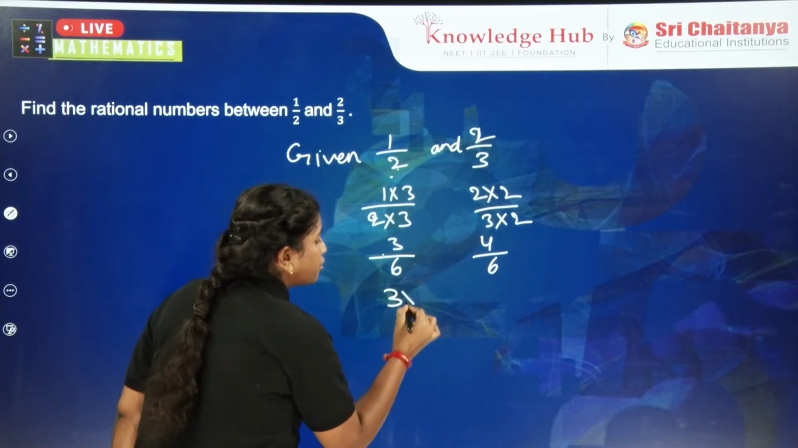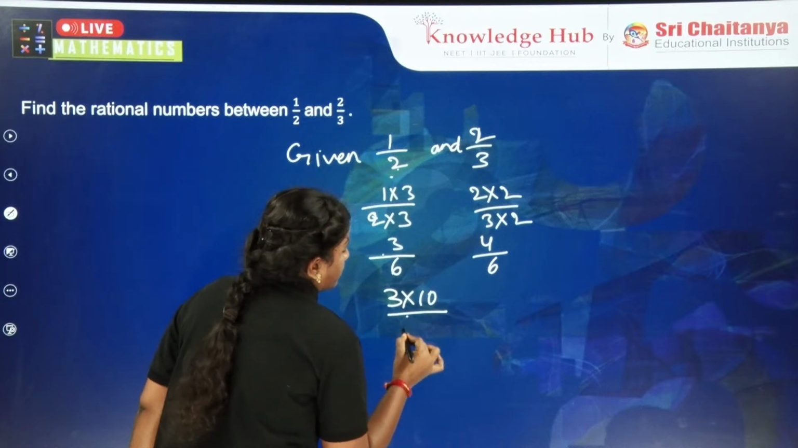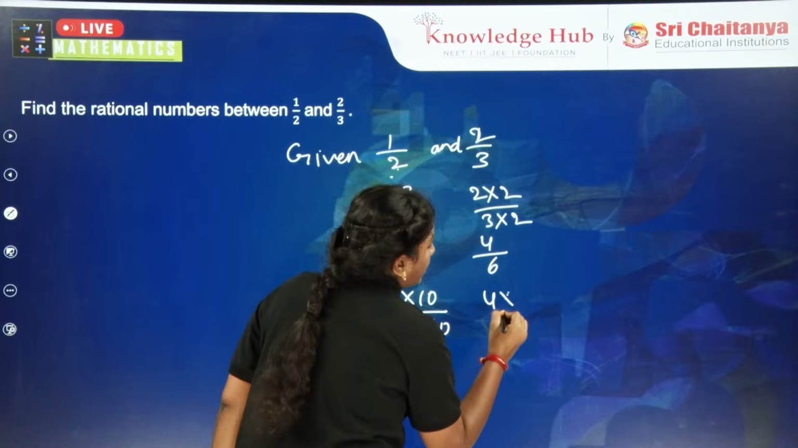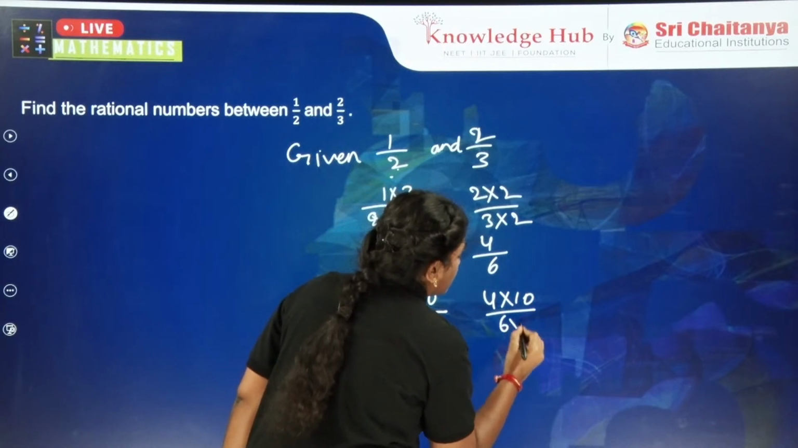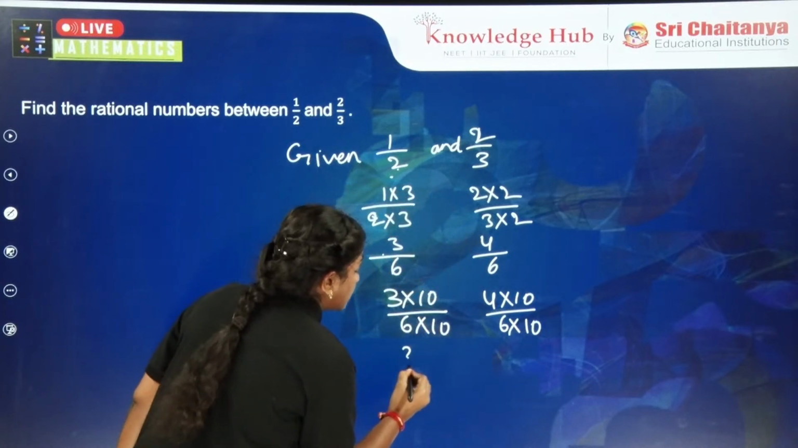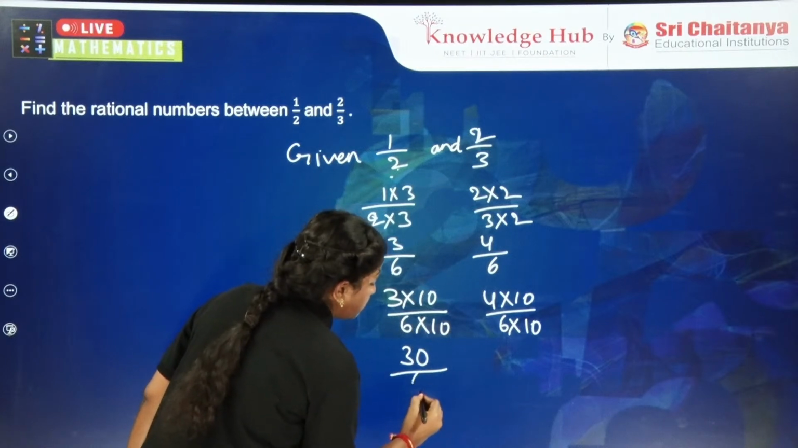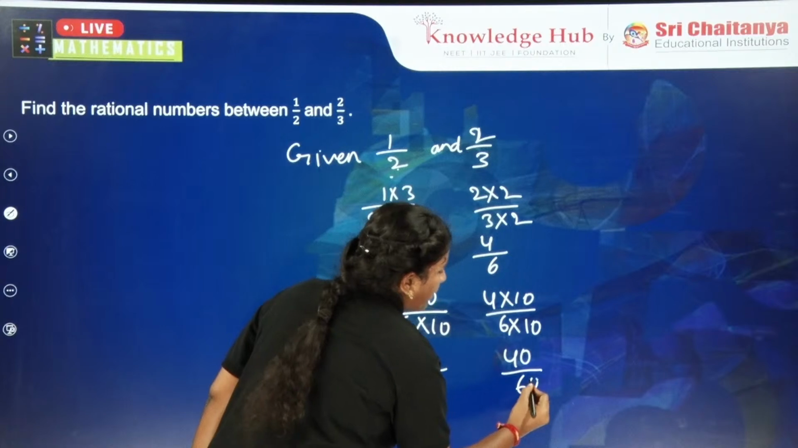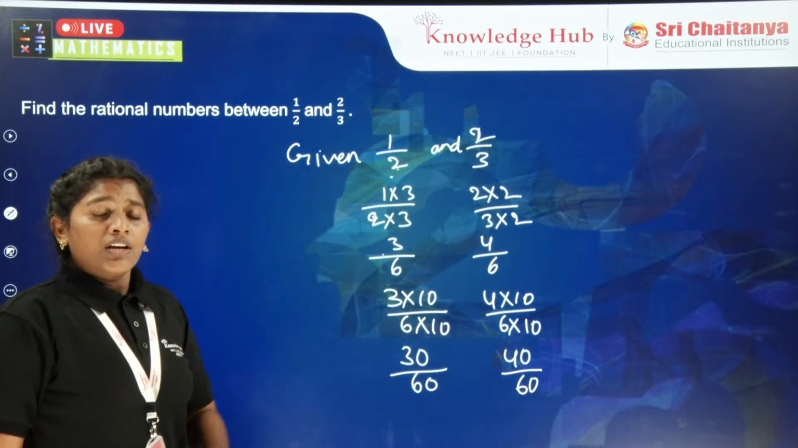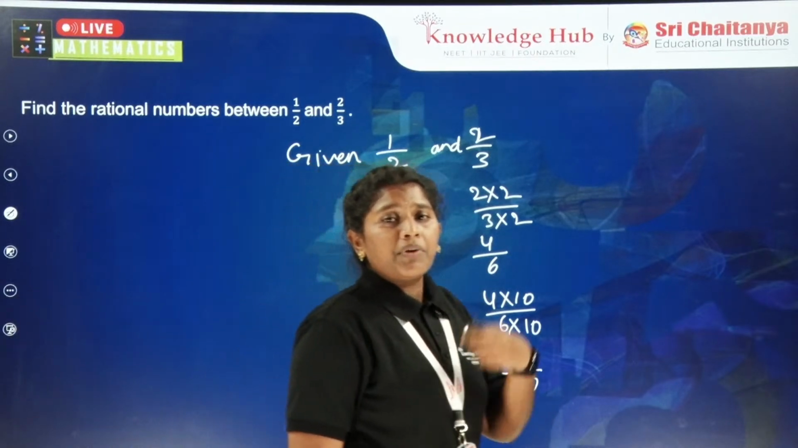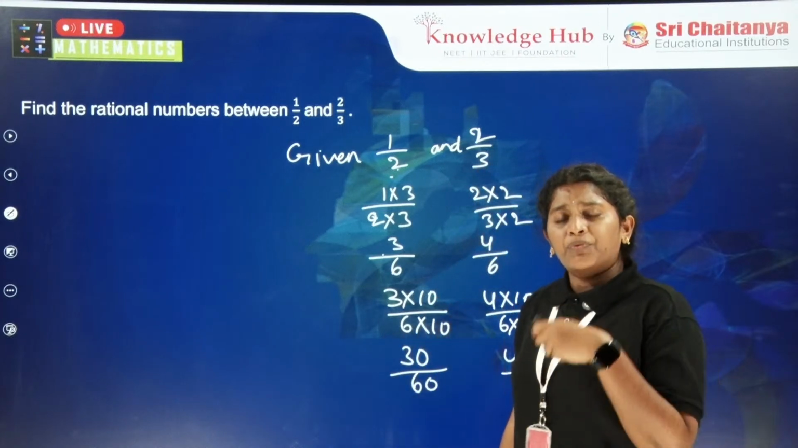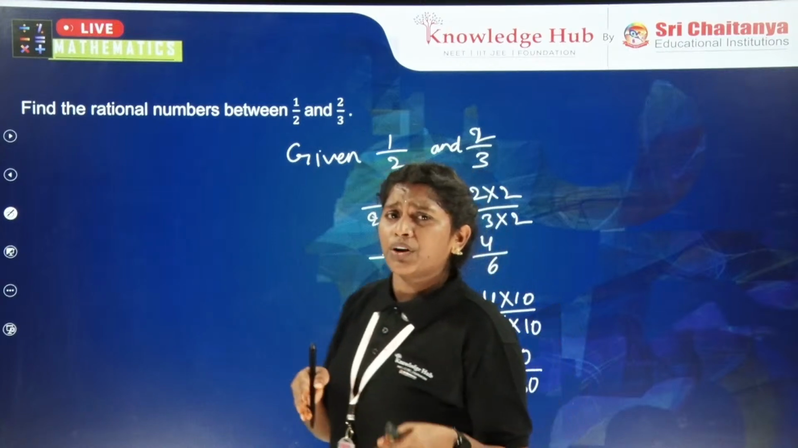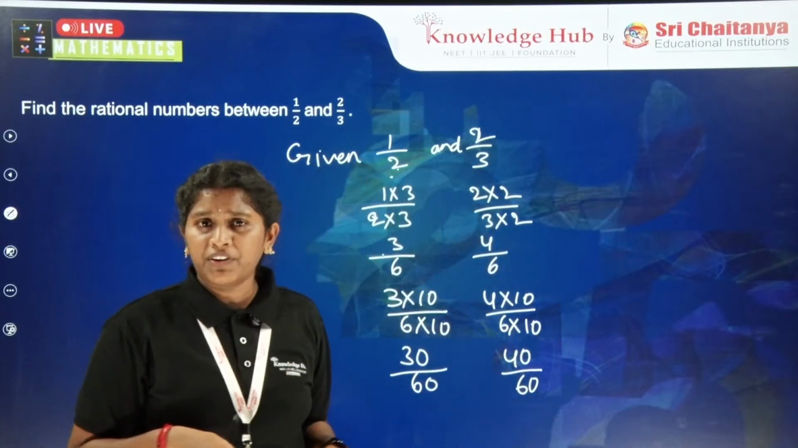So that's the reason we are going to multiply with 10. So it will become 3 into 10 by 6 into 10, 4 into 10 by 6 into 10. So now you can insert however many rational numbers are required between your 30 by 60 and 40 by 60. Okay. So there you can insert one rational number or two rational numbers like that. But what if I need more than 10? So from 30 to 40 we can take the 10 rational numbers between them.